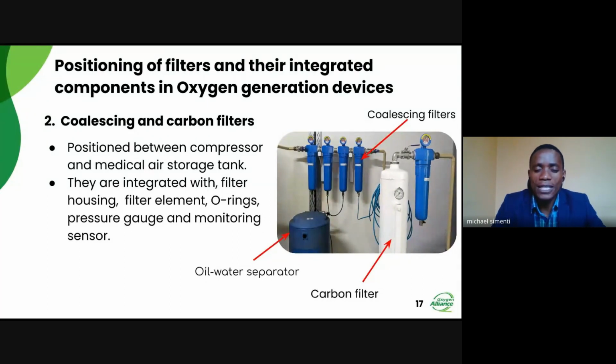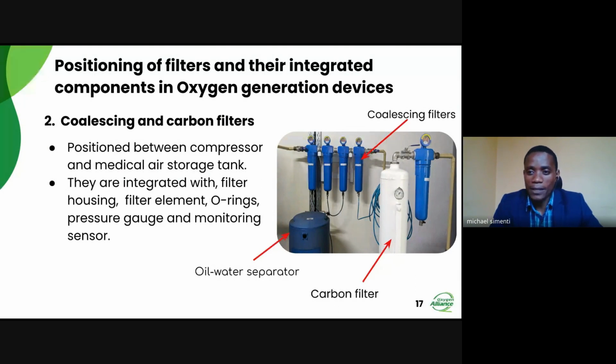So these filters are placed between the compressor and the medical air storage tank. But again, it depends on the configuration of the PSA plant. Some PSA plants have a compressed air storage tank, others do not. So if there is a compressed air storage tank, it means these filters come in between that compressed air storage tank and the medical air storage tank.